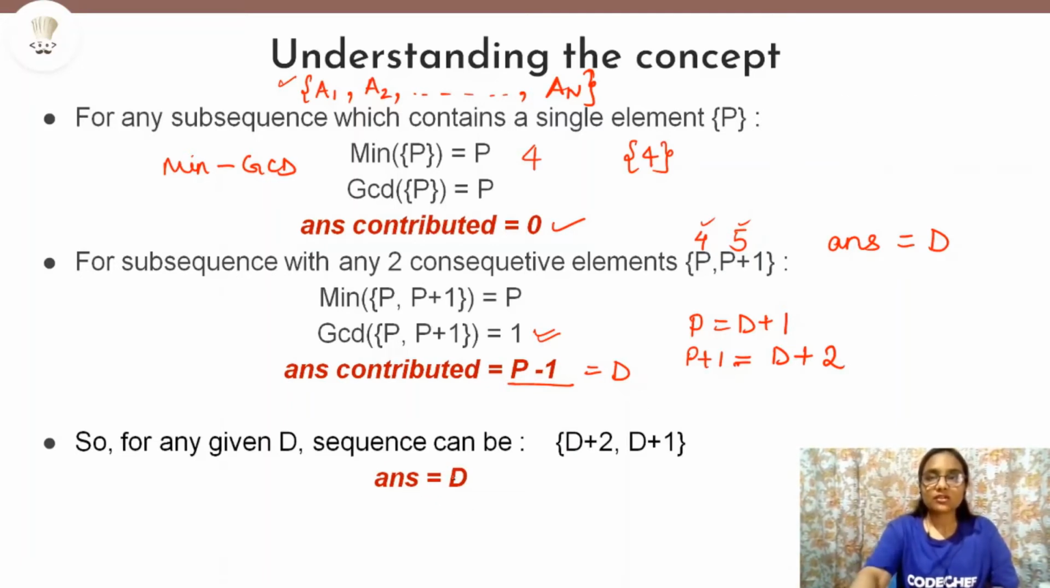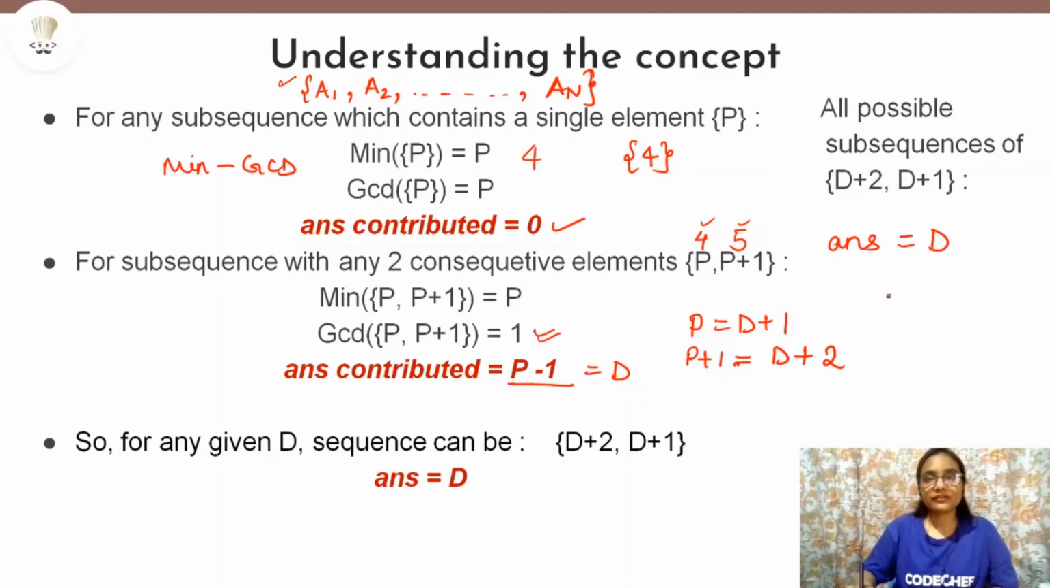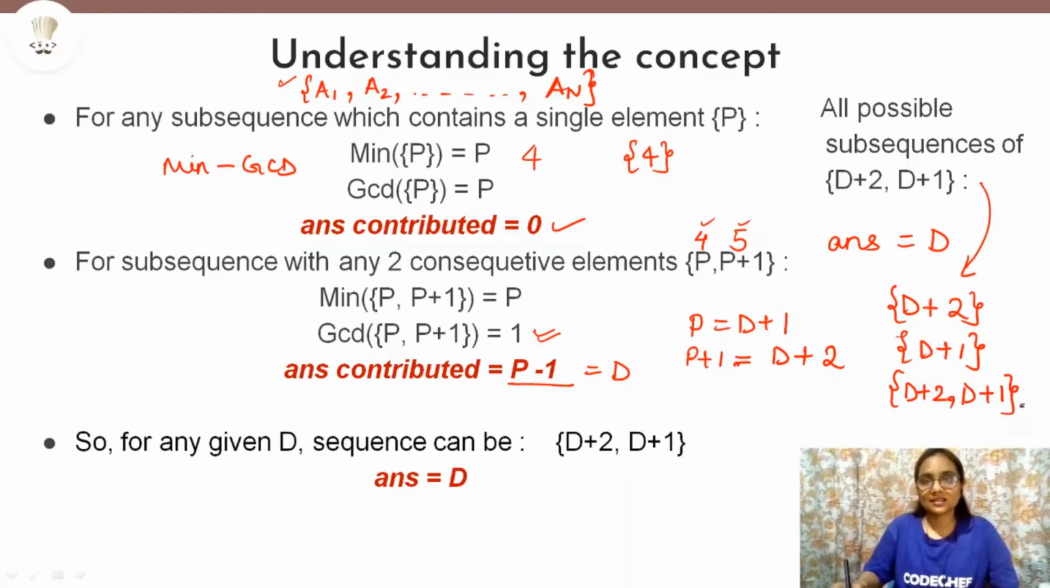How? Because what will be all the possible subsequences of D plus 2 comma D plus 1? One possible subsequence is D plus 2, the other possible subsequence is D plus 1, and the third possible subsequence is D plus 2 comma D plus 1. These are the only 3 that can exist. So we have already established that for a single element, minimum minus GCD will contribute the answer as 0. So for both of these subsequences, we will get our answer as 0. And for the last one, we will get our answer as D.